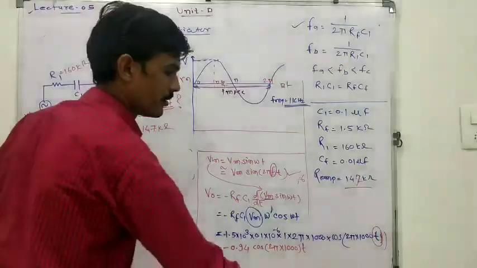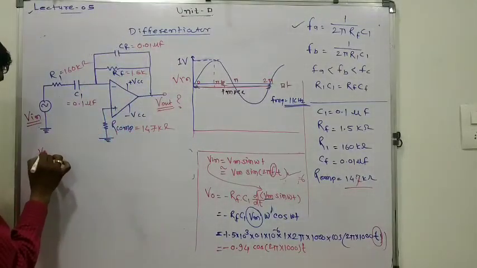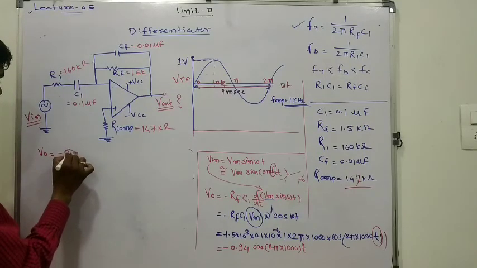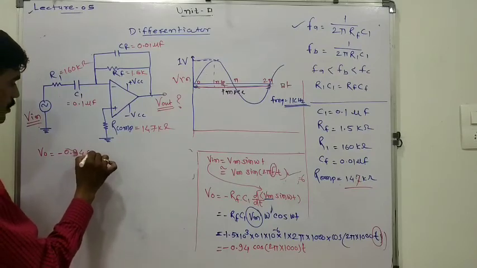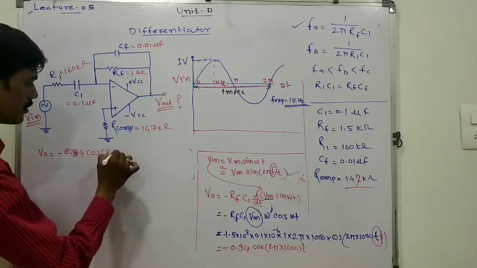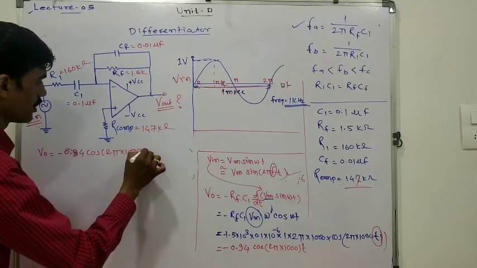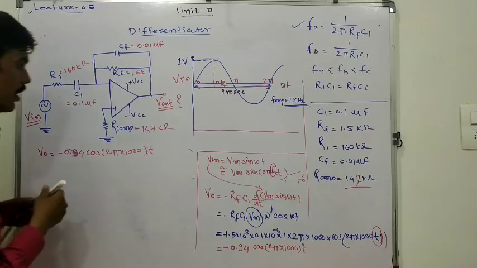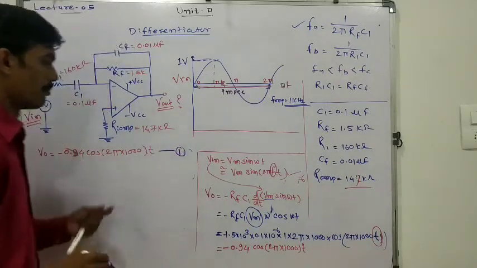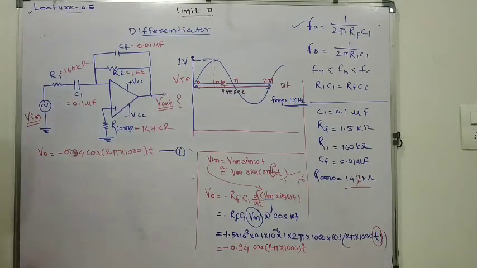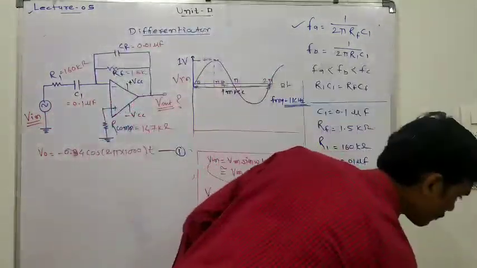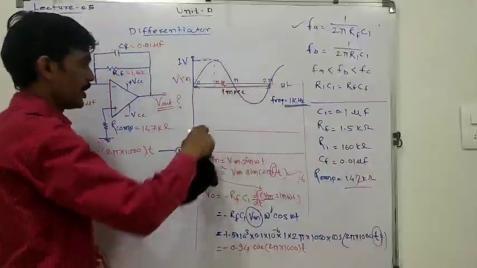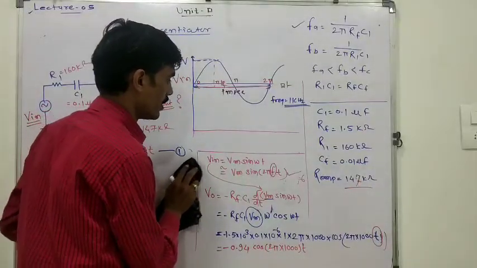I just rewrite the formula for VO. So VO is equal to minus 0.94 cos of 2 pi into 1000 into t. So this is our output voltage formula. By using this formula, we can draw the output waveform, and see how this output waveform will be with respect to the input. That is the differentiation of the input sinusoidal signal.